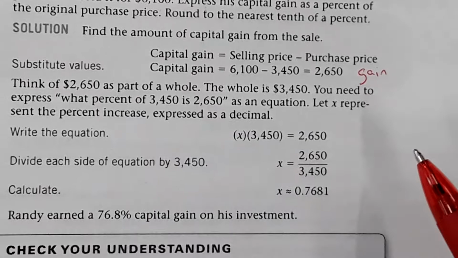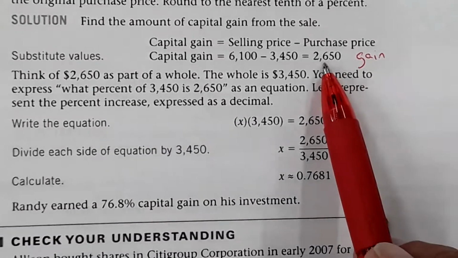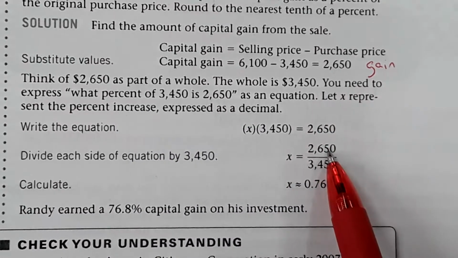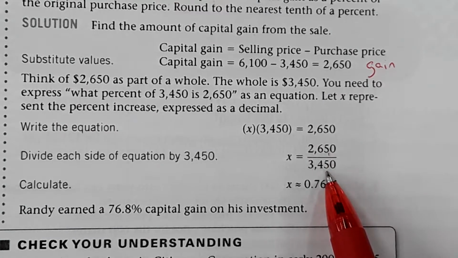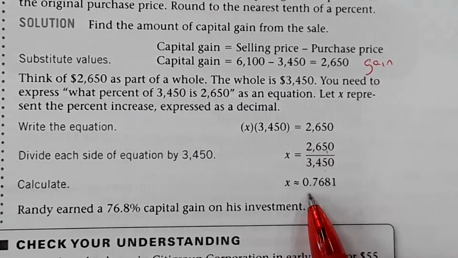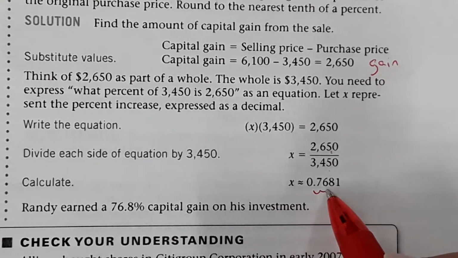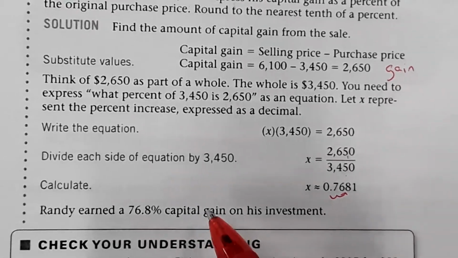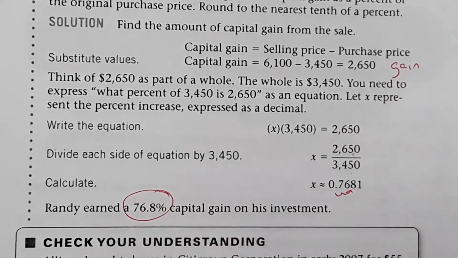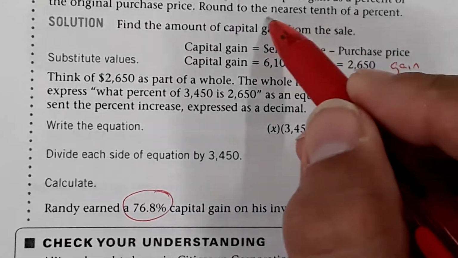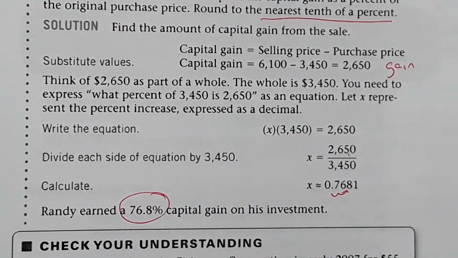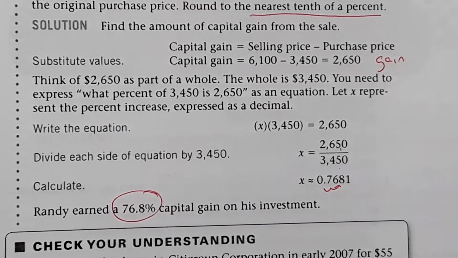So remember, we were doing this exercise in class where you just take the gain and divide it by what he originally started with, which was $3,450. And when you divide that, you get approximately 0.7681, the decimal. As a percent, we need to move that decimal place 2 places, and that would give us 76.8% because we're rounding to the nearest tenth of a percent. So he made 76.8% capital gain on that investment.